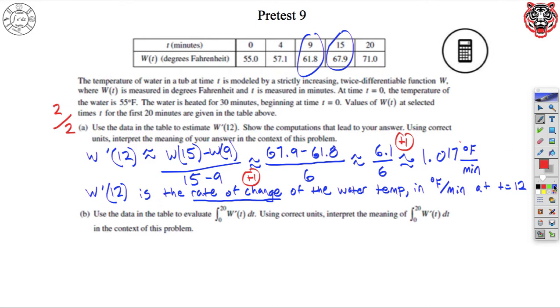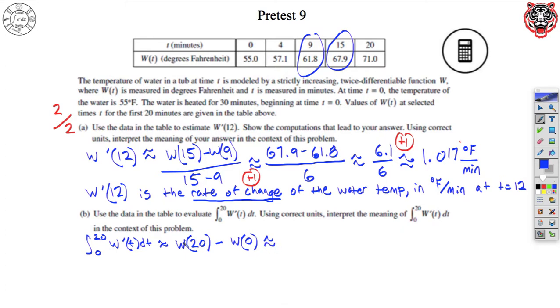All right, back to notes. Part B. Mr. Sinosa, can we just score it as you go? Yes. Okay, so for part B, we need to evaluate this thing using the table. The integral between 0 and 20 of W prime of t dt. Here we have the derivative W prime, and we're taking the integral. The integral and the derivative cancel each other out. That's a fundamental rule of calculus, the fundamental theorem of calculus rather. So this is going to be W of 20 minus W of 0.